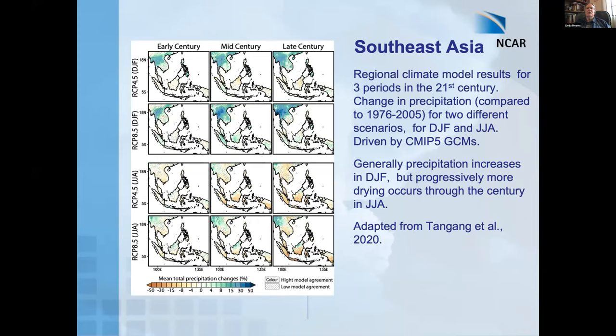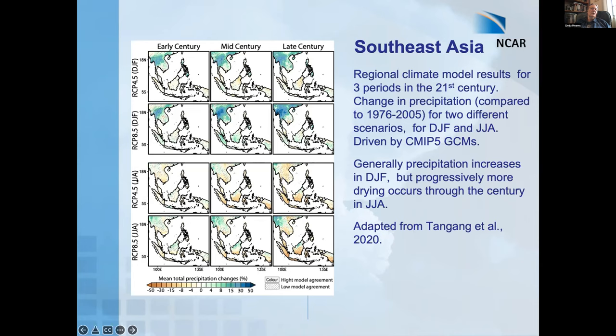Here's another example from Southeast Asia. And Southeast Asia is just such a great example of an area in which having higher resolution is just paramount, because you can't resolve land areas that are this complex and that are high resolution themselves without using a regional climate model. What we see here are two different concentration pathways, the kind of medium road 4.5 and the higher 8.5. The top is for December, January, February. The bottom is for June, July, August.